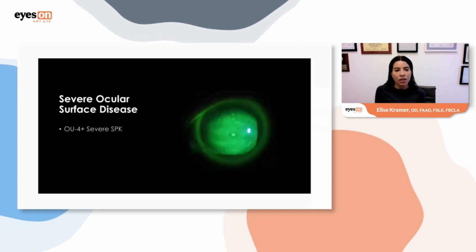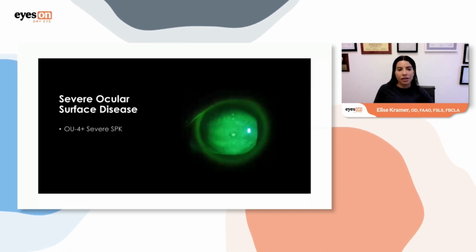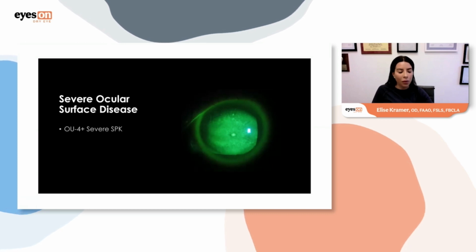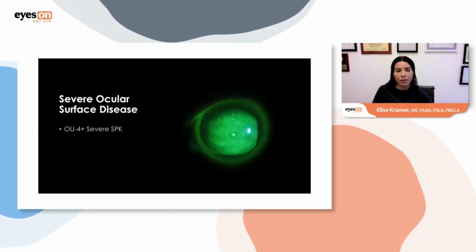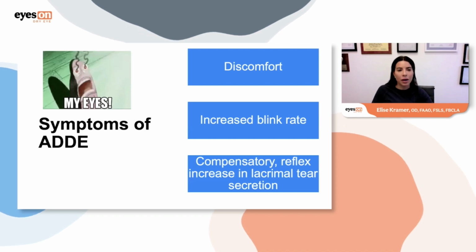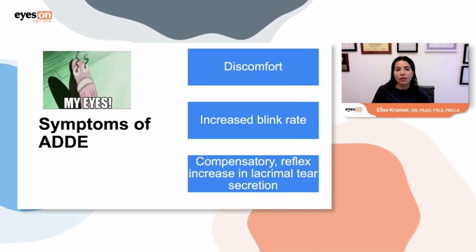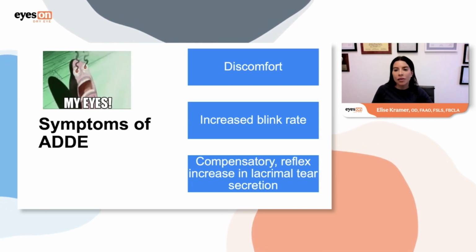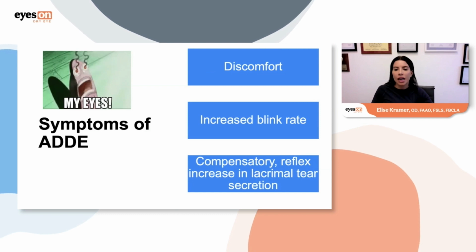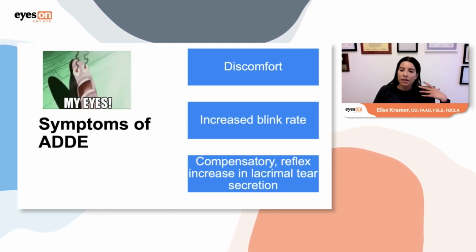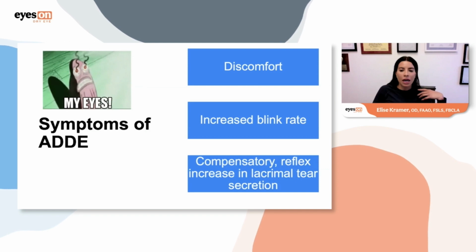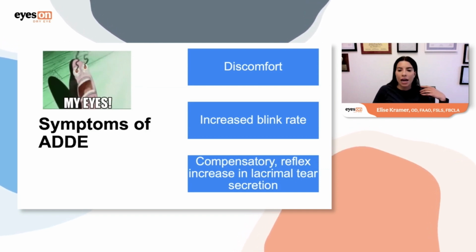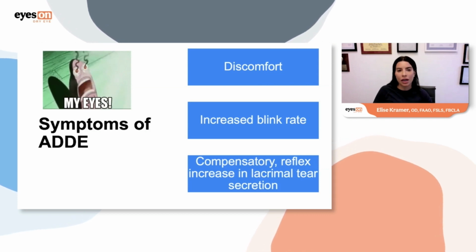So if we look at this case, this is a severe ocular surface disease. We can see the thick staining, 4+ severe SPK on the cornea. And this is probably caused by just aqueous deficient dry eye. So what would a patient feel in these cases? Discomfort, increased blinking, increase in lacrimal tearing, secretion, overall discomfort, pain, grittiness, redness. This is aqueous deficient dry eye.